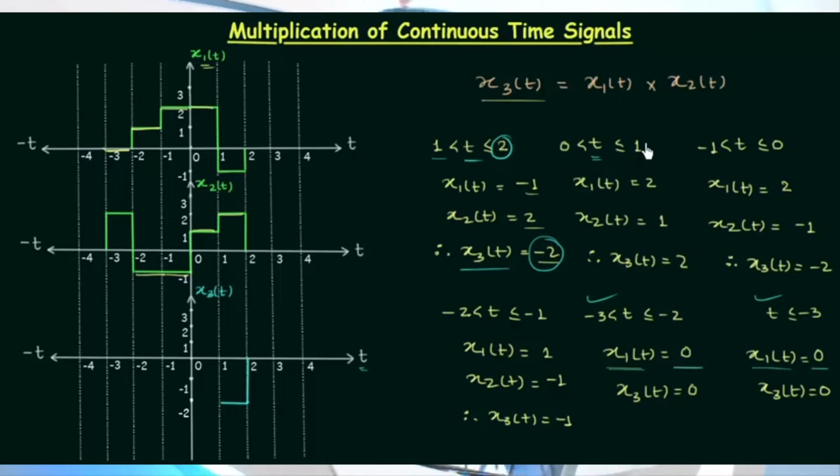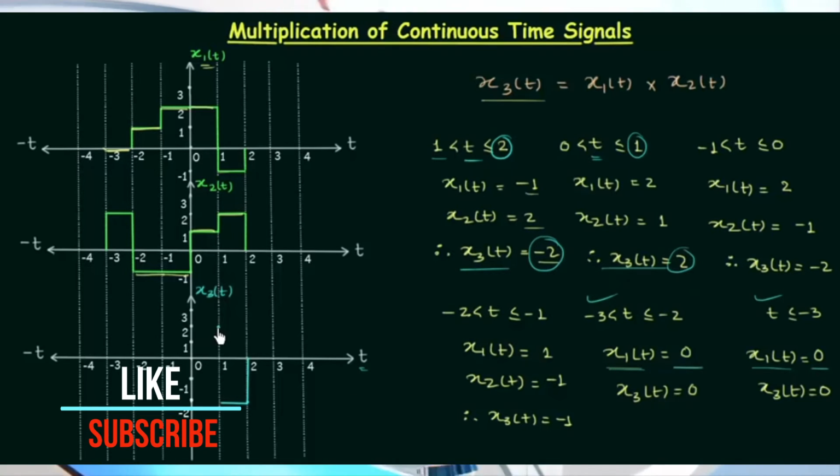When time t is equal to 1, the resultant signal is equal to 2. So when t is equal to 1, x3(t) is equal to 2. I will join these 2 points. In the same way, you have to complete the plot using the remaining conditions, and this is the final plot of the resultant signal x3(t).